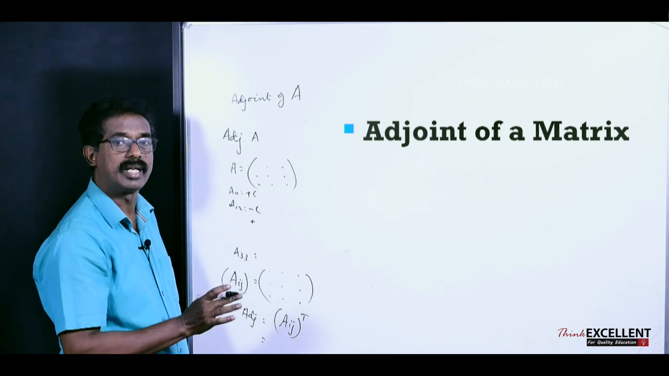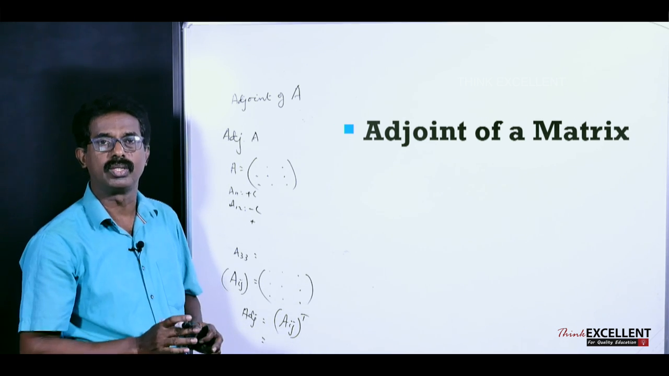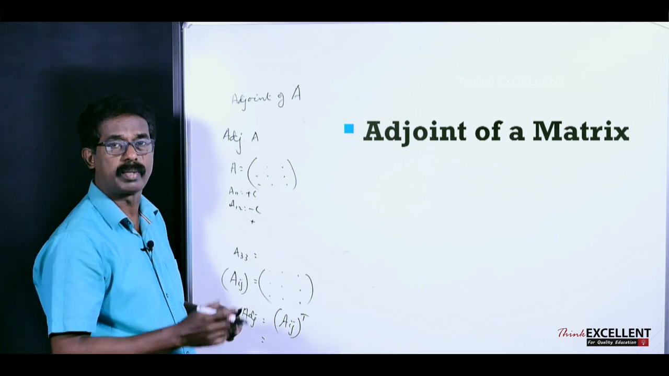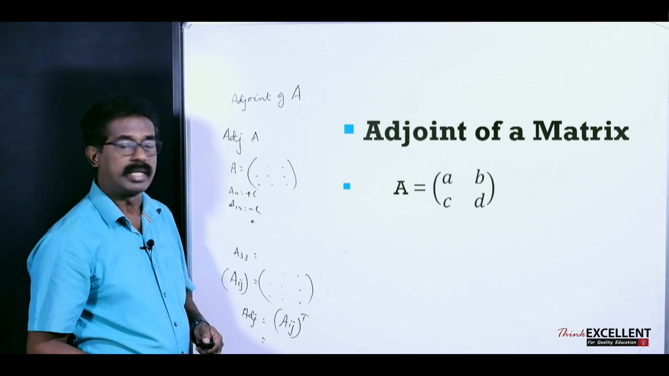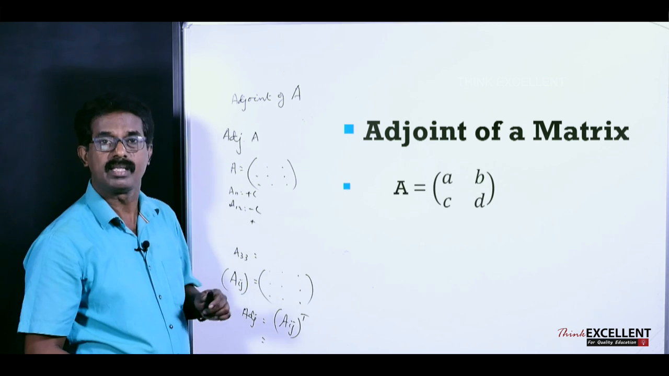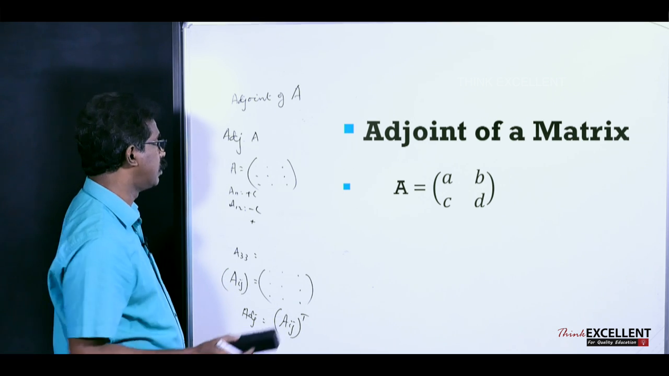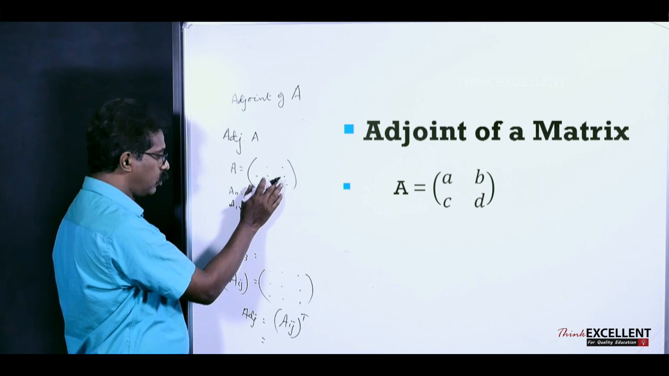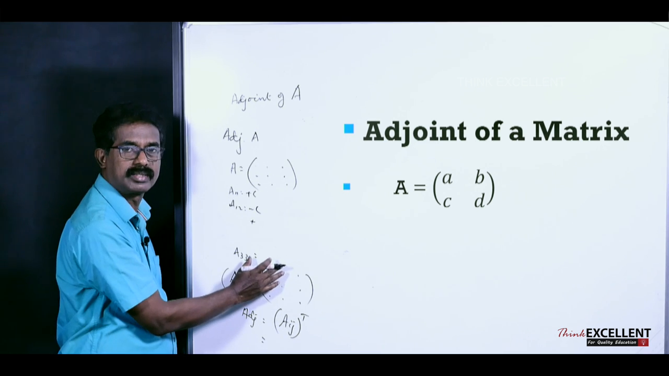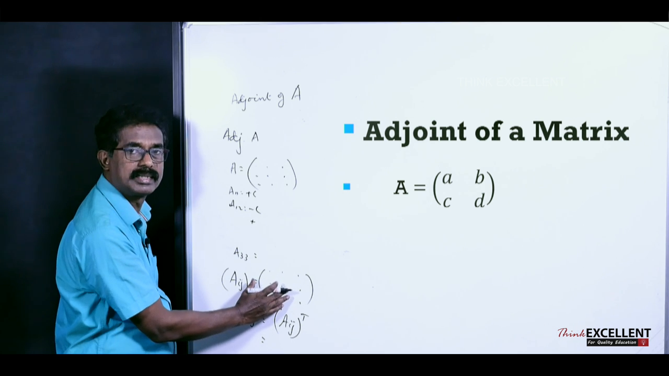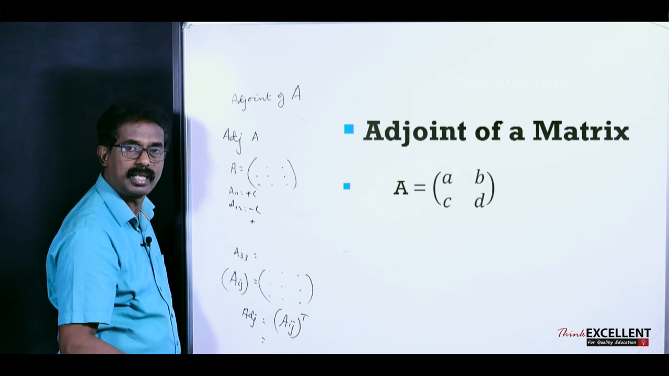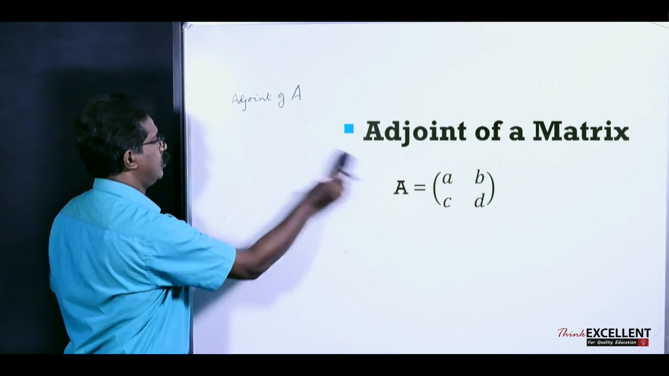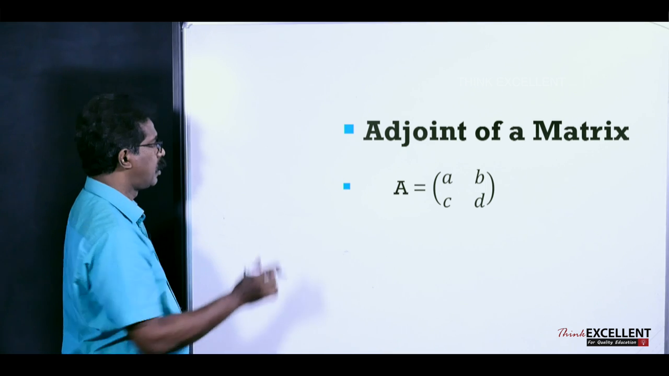To find the adjoint of a matrix, the main thing is you must know cofactors. You have to be very careful. It's easy, but in your calculation part you have to be very careful. Now listen, for 2 by 2 there is an easy method. For 3 by 3, no other way: the given matrix is A, find all the cofactors, form the cofactor matrix, and take the transpose. That is called adjoint. 2 by 2 also you can do in the same method. Suppose A is a matrix.